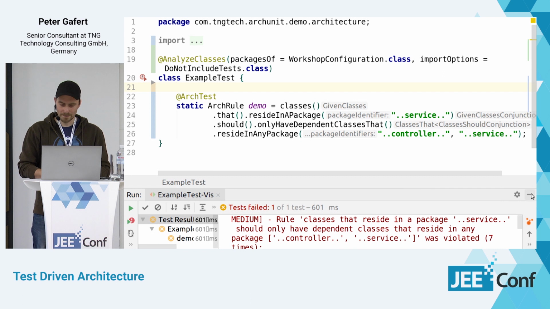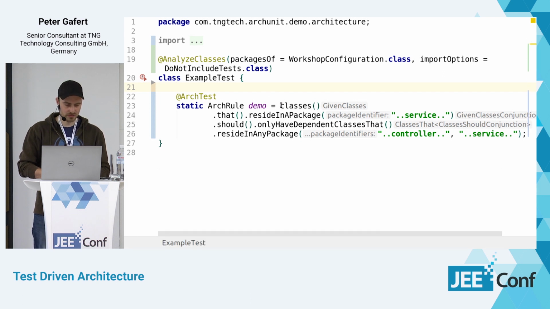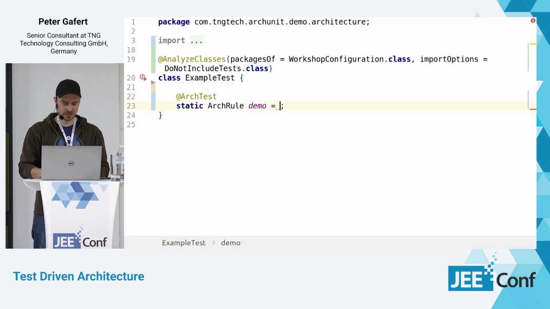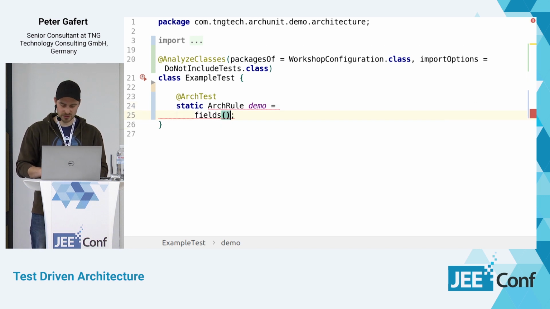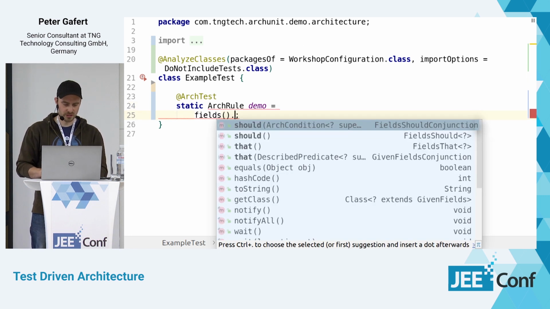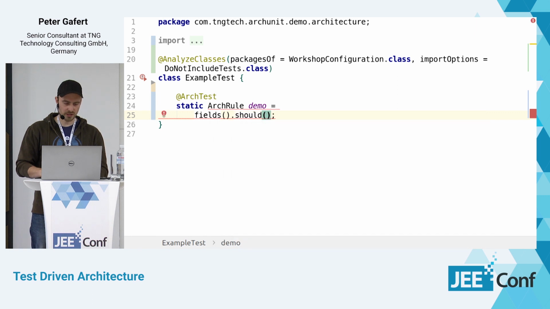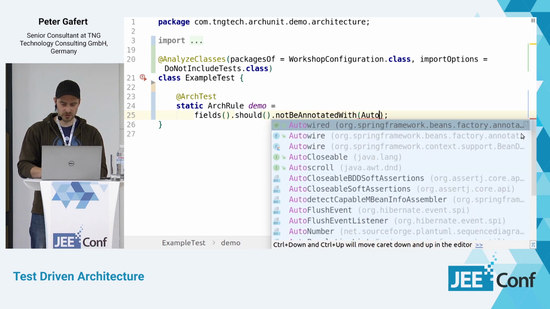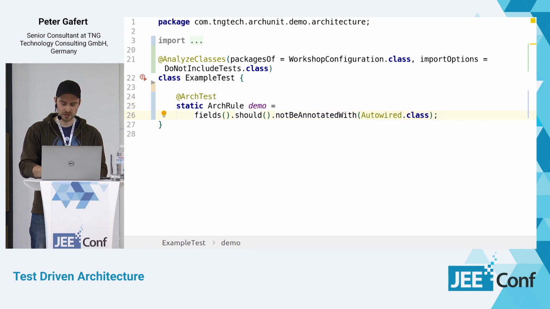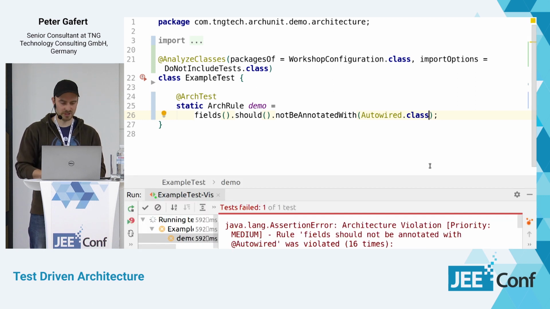Since the last release, there's also an extended API for members. I'm just gonna show that real quick. This is an example from Twitter actually. You could also say I wanna write a rule about my fields. And I could say I don't want to use field injection, for example, so I can say fields should not be annotated with autowired, for example, for Spring. And this is pretty easy, right?